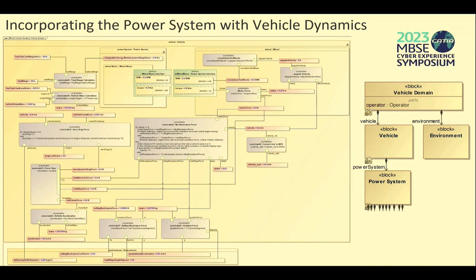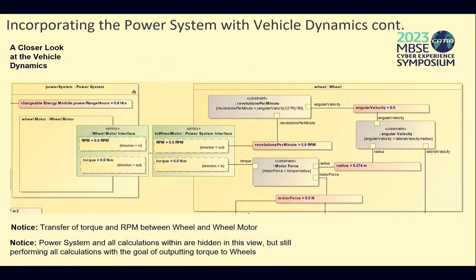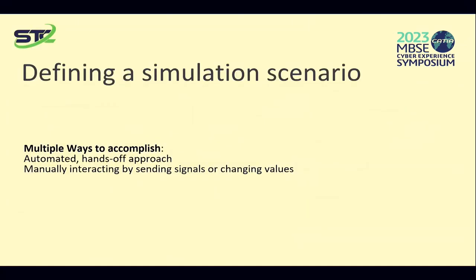this vehicle can accelerate. I will jump into the model in just a little bit, but this is a closer look at that. So what you see coming out, again, is that torque, and that's the whole purpose of those wheel motors, to produce torque to then turn the wheels.